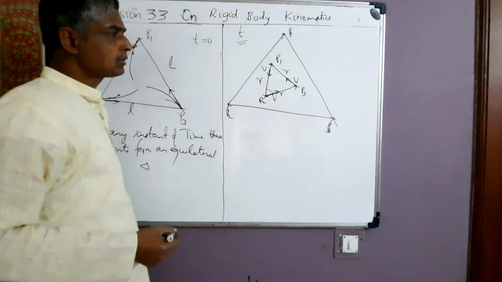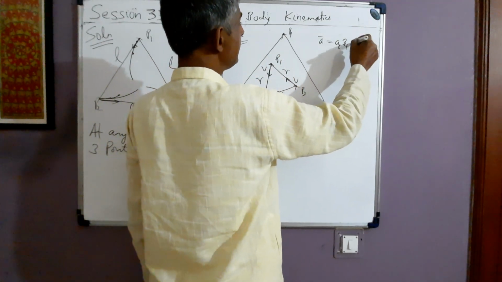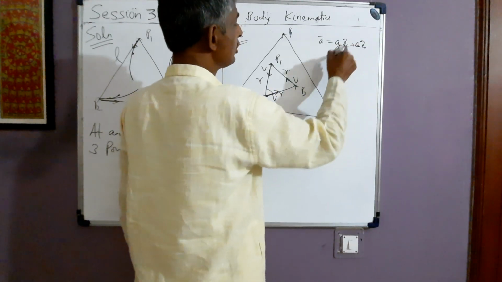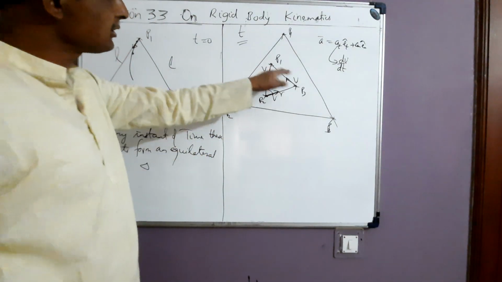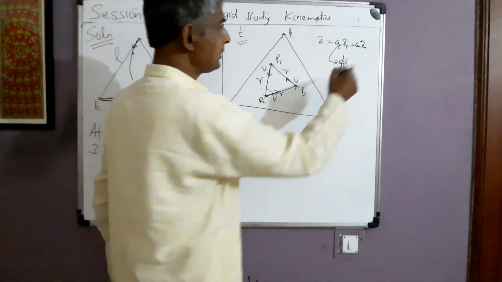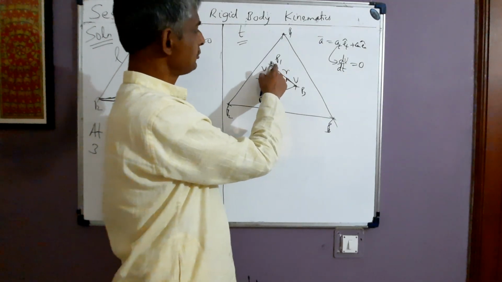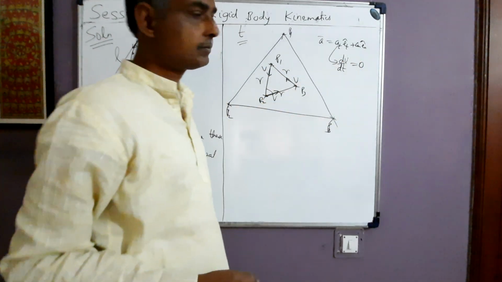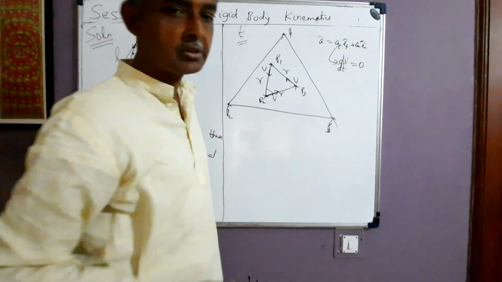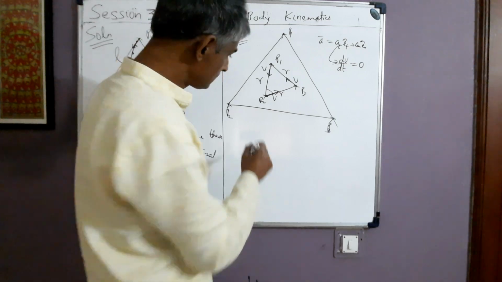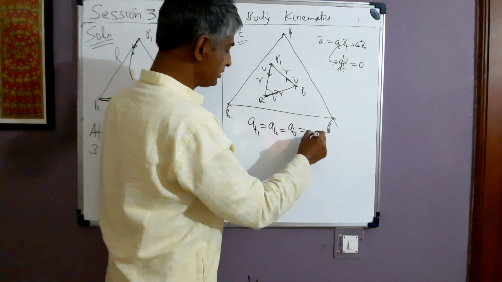Now we know that for a moving point, the acceleration is the sum of tangential acceleration and normal acceleration. And we also know that tangential acceleration is the derivative of the speed of the point. But in this case, the speed of all the 3 points is constant. v is constant. So dv by dt becomes 0 for all the 3 points. So for any point P1, its tangential acceleration is 0. Similarly, the tangential acceleration of P2 is also 0. The tangential acceleration of P3 is also 0. So that is the first observation. So AT1 is equal to AT2 is equal to AT3 is equal to 0.